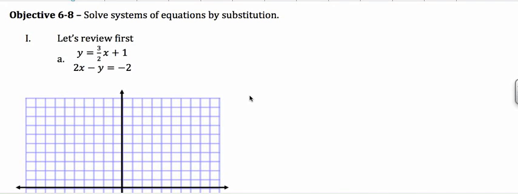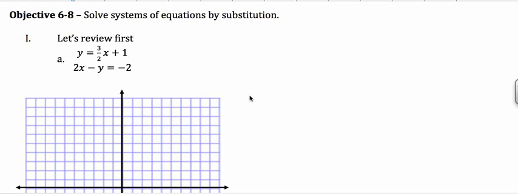Alright guys, today we're going to look at solving systems of equations by substitution. Now, what we looked at last time is that if we plotted the graph of two equations and figured out where they crossed, we could figure out a solution to both equations. Okay, and that's what solving systems of equations is: finding a solution that works for not just one equation, but both equations.